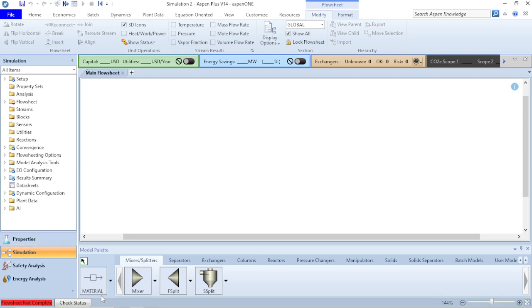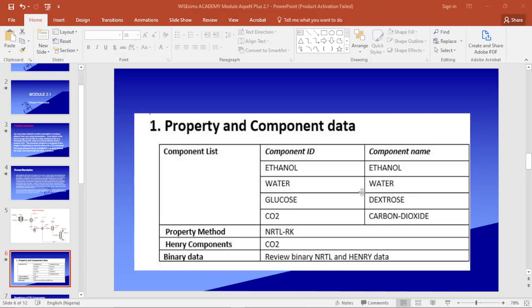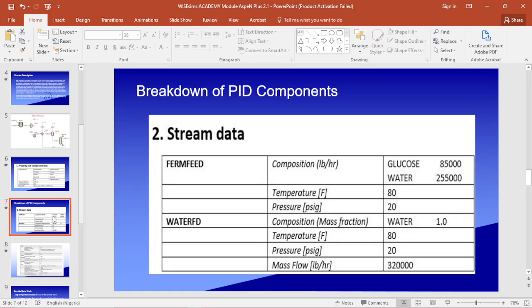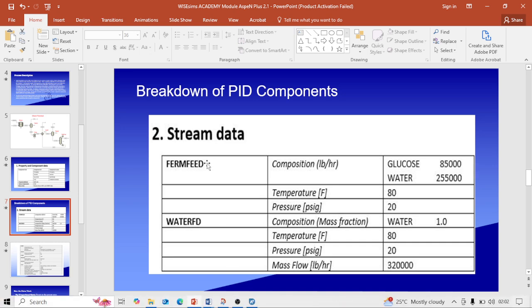We have two feeds. One is the fermentation feed. Let's just get to the diagram and see the name given. Ferm feed. Oh, sorry, fermenter feed.